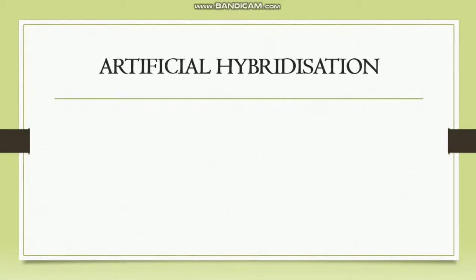Next topic is artificial hybridization. You can also call this artificial cross-pollination, that is the pollination carried out by we humans.